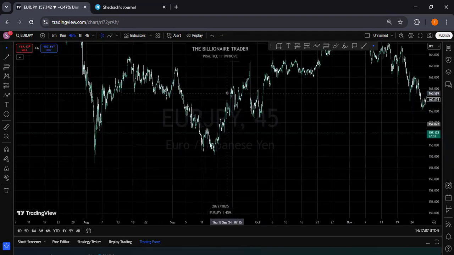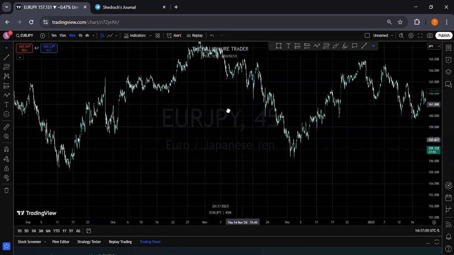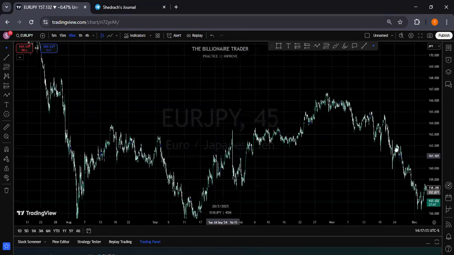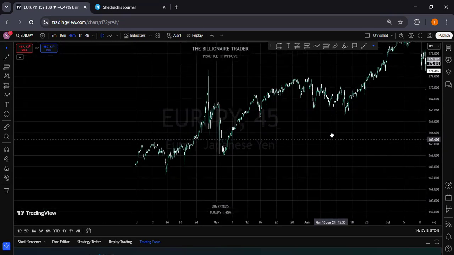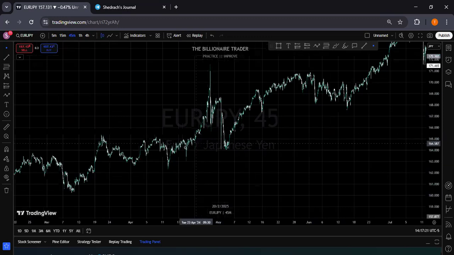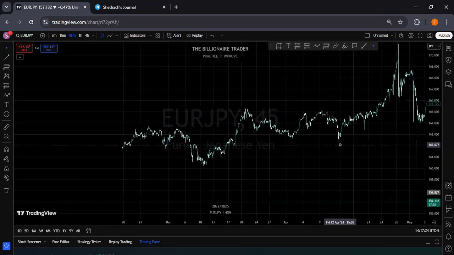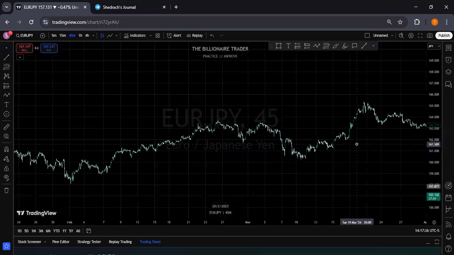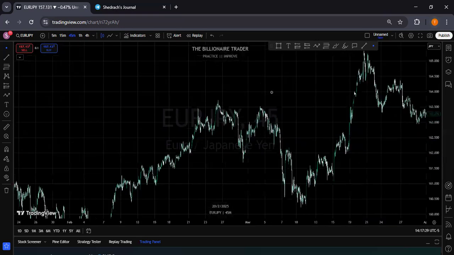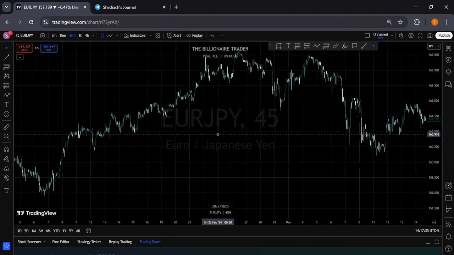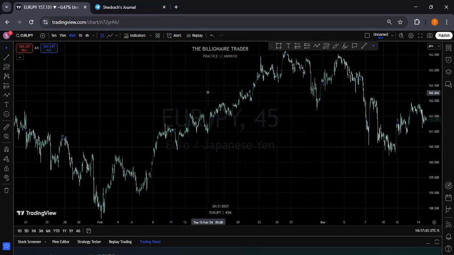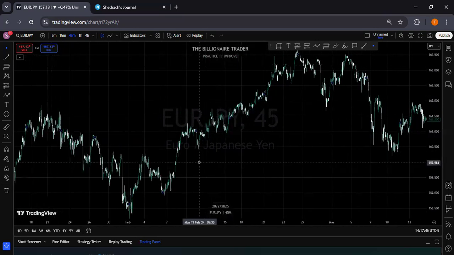Let's look for an uptrend. Oh, this is a downtrend. Mind you, as a day trader, your higher time frame should be what? It should be 4 hours. It shouldn't exceed 4 hours. Your higher time frame should be 4 hours.